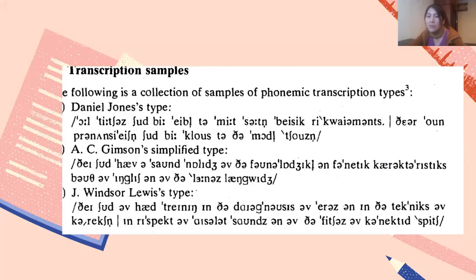We can see here some examples of transcription. We can see the Daniel Jones type. They use the length marks in the vowels, but Jameson doesn't use the length marks and doesn't use the diacritics. Windsor Lewis, the same, doesn't use the diacritics. That is the difference between the types of those authors. Their transcription is very different.